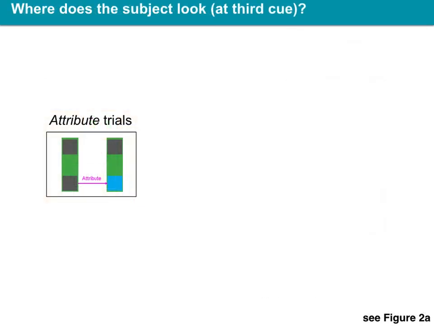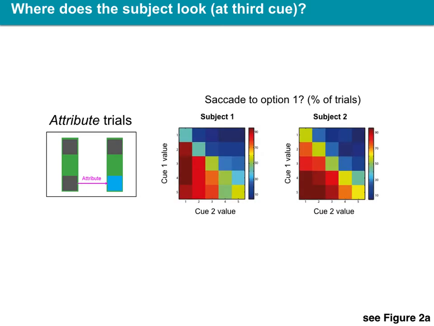So this is what we look at in figure 2 in the paper. And we can ask this question in a couple of different ways. So the first thing that we can do is look at those attribute trials, which is where they've seen 1 cue on each of the 2 options. And the question that we can ask here is, where does the subject look next? So is the subject going to look back at the first cue, the first side that they attended to? In other words, are they going to saccade diagonally? Or are they going to saccade vertically and look at the other cue on the second side that they attended?